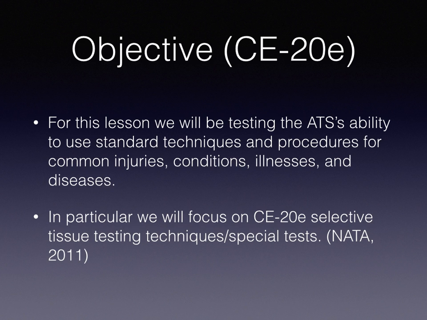All right, the objective that we're going to be learning is CE 20E. For this lesson, we'll be testing the athletic training students' ability to use standard techniques and procedures for common injuries, conditions, illnesses, and diseases. In particular, we will focus on CE 20E, which I said before, which is selective tissue testing techniques and special tests. In this, we will mostly focus on the ankle, just different special tests and determining whether the student is going to be proficient in these tests.